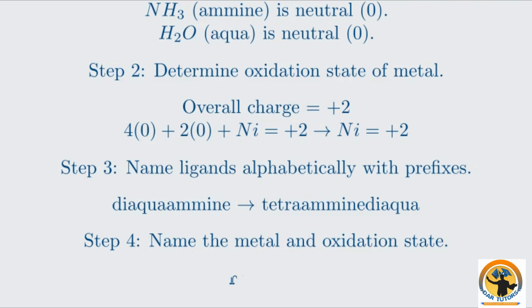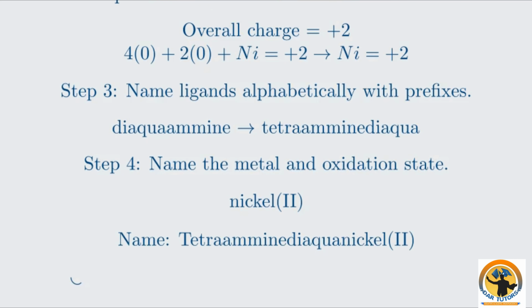Finally, we name the metal and its oxidation state in Roman numerals. Since nickel has a +2 oxidation state, we have nickel(II). The complete name is tetraamminediaquanickel(II). The complex has a coordination number of 6 as there are 4 ammine and 2 aqua ligands.